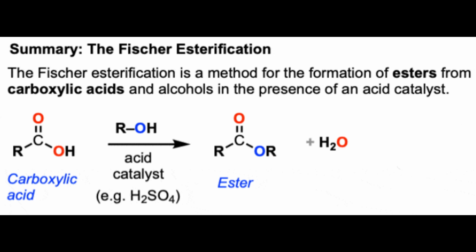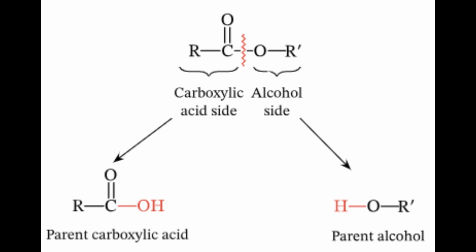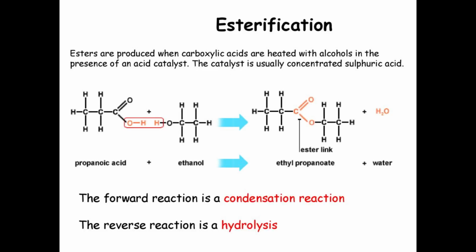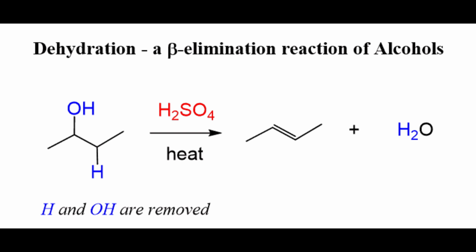This process is called esterification. When a primary or secondary alcohol reacts with a carboxylic acid in the presence of an acid catalyst, an ester and water are formed. When alcohols are heated with concentrated sulfuric acid, they can undergo dehydration to form alkenes.